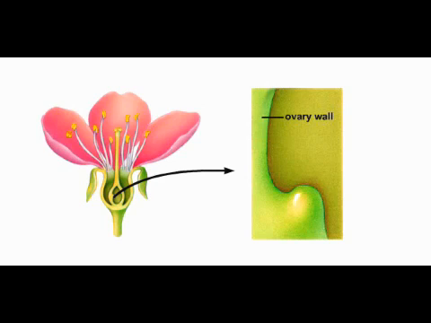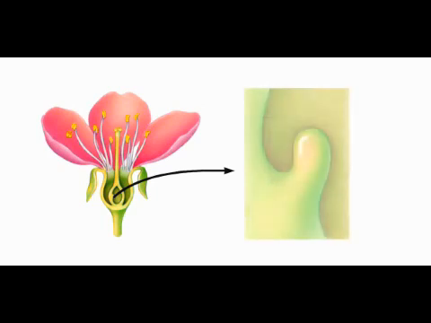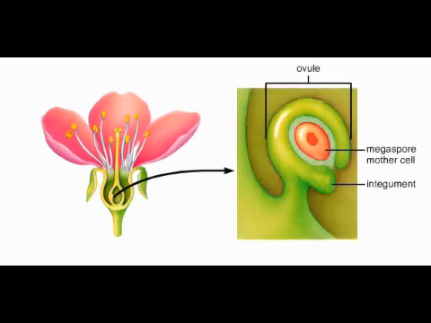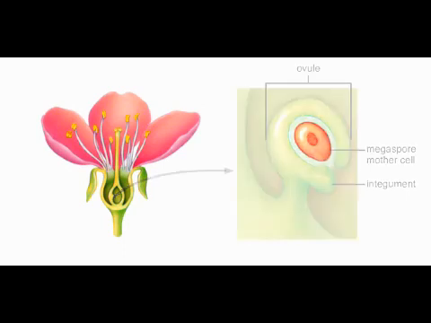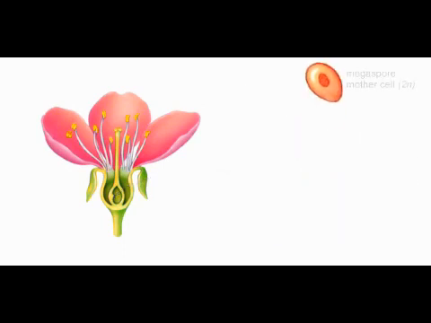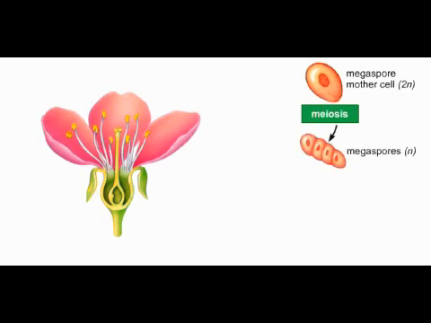Inside the ovary of a cherry flower, a mass forms on the inside of the ovary wall. This is the start of an ovule. As the cell mass grows, a megaspore mother cell forms within it, and one or two protective integuments form around it. The megaspore mother cell undergoes meiosis to produce 4 haploid megaspores.